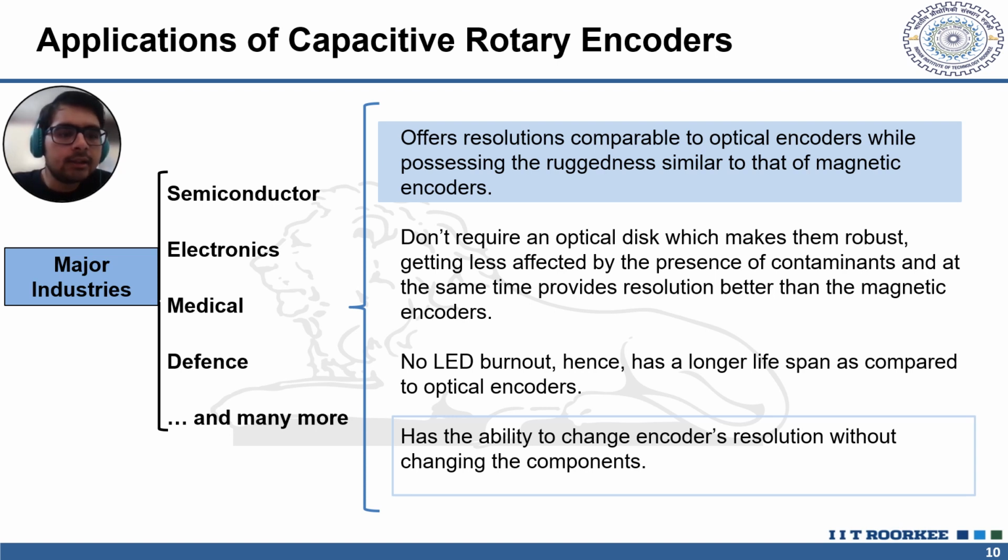optical encoders. The major advantage is that it has the ability to change its resolution without changing the internal components of the device. All these advantages lead it to be used in major industries like semiconductors, electronics, medical applications, as well as in defense. Along with this, it is also believed that it may capture the applications where optical encoders are used in the future. With all these advantages, one must also understand that however robust they might be, there is also a concern that capacitive encoders are susceptible to noise and electrical interference.